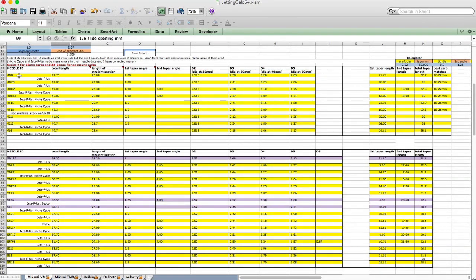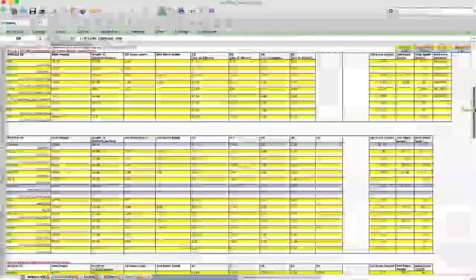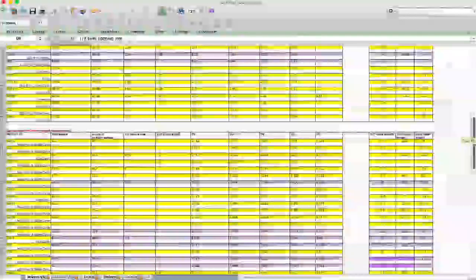If you put 4D08, it won't find it, even if your needle is marked 4D08. It's 08, you know it's just the same as 8.